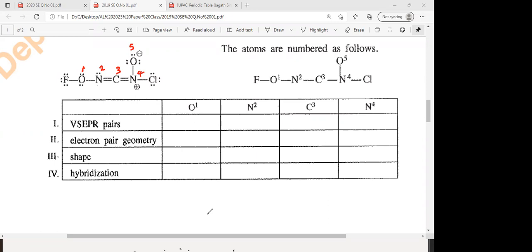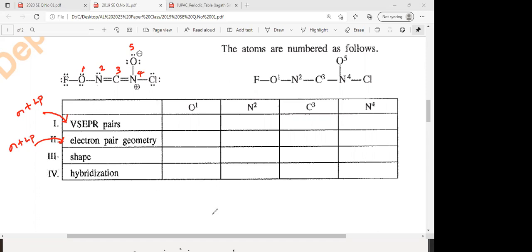VSEPR pairs. What are VSEPR pairs? Sigma bonded pairs and lone pairs. VSEPR pairs means, except pi bonds, sigma plus lone pairs. I put LP for lone pairs. Then for electron pair geometry, again you have to consider both sigma plus lone pairs. Hybridization is also the same, and the shape depends on that also.